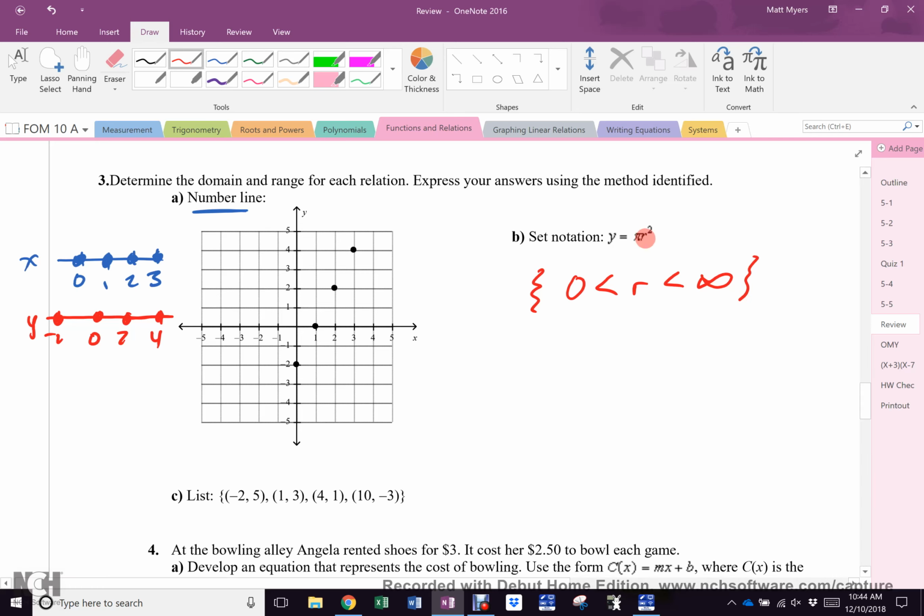And what's the range here? What's the lowest y value I could have, but not actually have? No. Well, if my lowest x value is 0, what would be 0 squared times pi? Yes, you do. What's 0 squared? 0. What's 0 times pi? So what's the lowest y value I could have? 0. And y, what's the biggest one I could have?